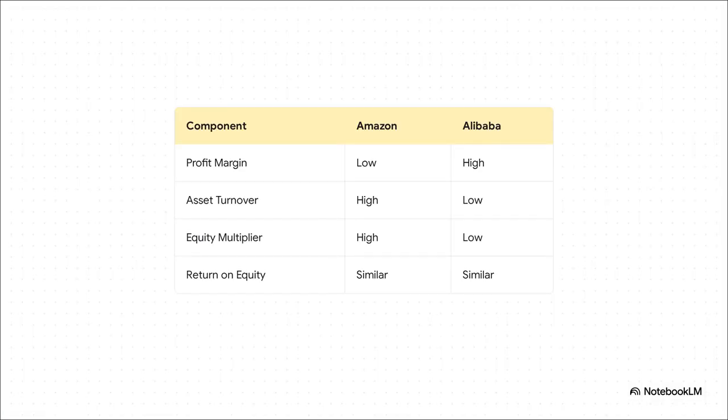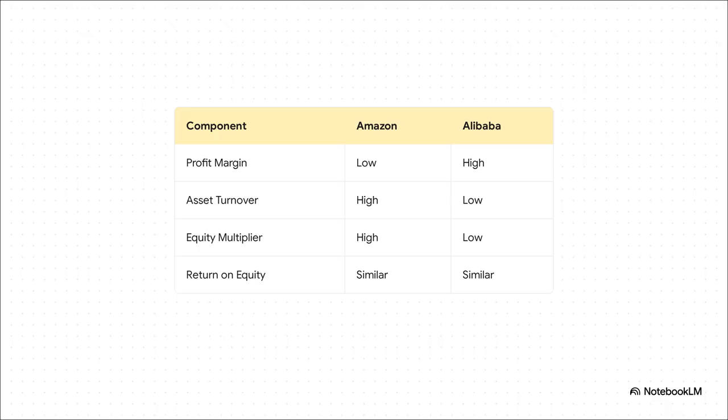And this is where the DuPont identity just shines. Take a look at Amazon versus Alibaba. They both achieve a very similar return on equity, but their business models are complete opposites. Amazon runs on a high-volume strategy, tiny profit margins, but they turn over their assets incredibly fast. Alibaba, it's the reverse. Really high profit margins, but a much lower asset turnover. The DuPont formula shows us two completely different roads that lead to the exact same destination.